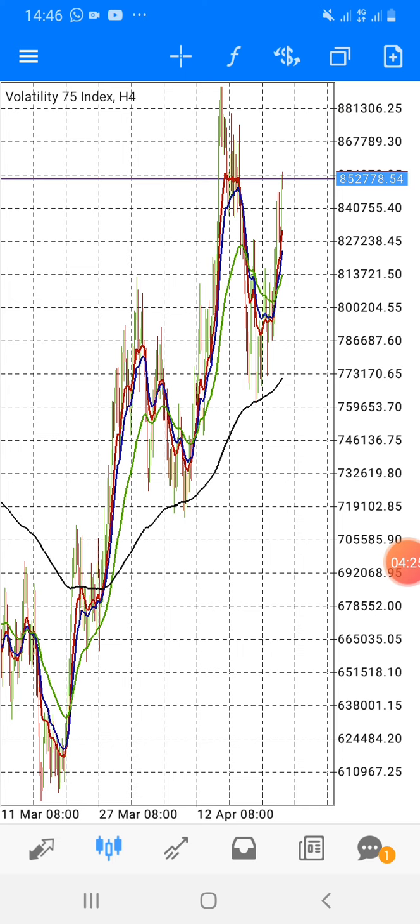Your 4-hour time frame is going to act as your directional trend. So you're going to get the trend for that day from your 4-hour time frame, and then the 5-minute is where you're going to get your entry points, right? So it's a very simple concept. It's a very simple strategy.